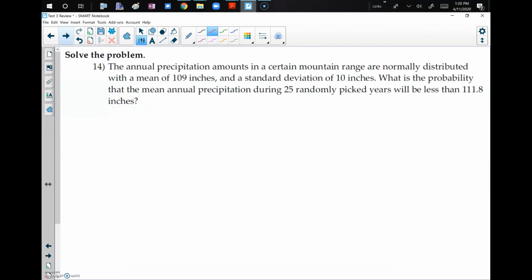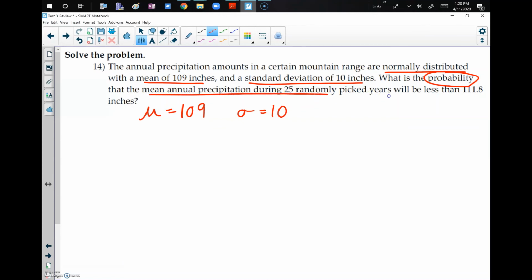So looking at an example of that is problem number 14 from our review, and it says the annual precipitation amounts in a certain mountain range are normally distributed, so that fits one of our requirements. We know the mean of the distribution is 109, and the standard deviation is 10. What is the probability that the mean annual precipitation during 25 randomly selected years will be less than 111.8 inches?